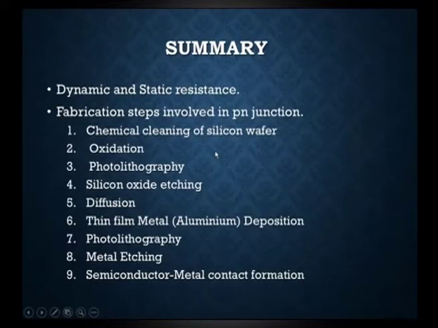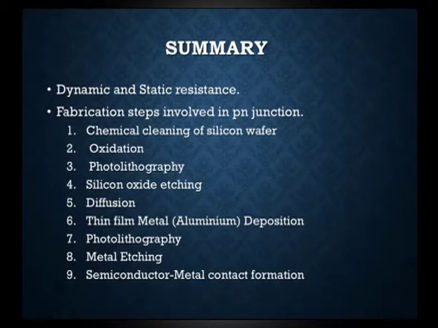So finally we come to the end of this session. In this session we discussed dynamic and static resistance. Dynamic resistance is where the resistance value varies with time, and it is also called AC resistance because the applied voltage here is AC. Due to the varying input voltage, the resistance also changes with time. The other type of resistance that we found in a diode is static resistance, also called DC resistance. This type of resistance does not change; it remains the same at all times.